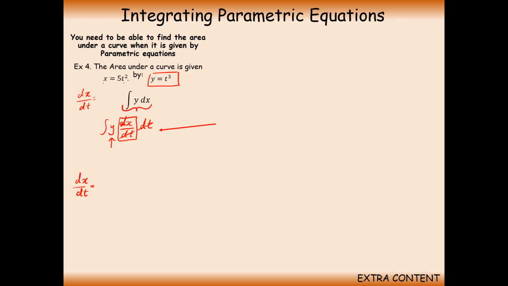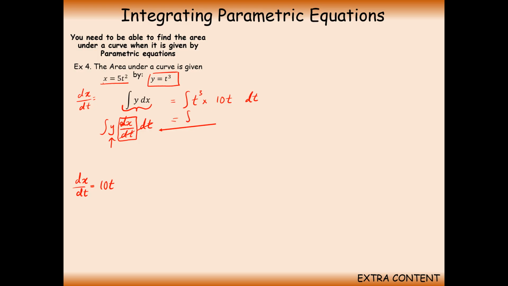Differentiating 5t squared will give us 10t. What we are going to substitute into the integral is t cubed multiplied by dx by dt, which is 10t, and we integrate this with respect to t, because that's what the answer will be.